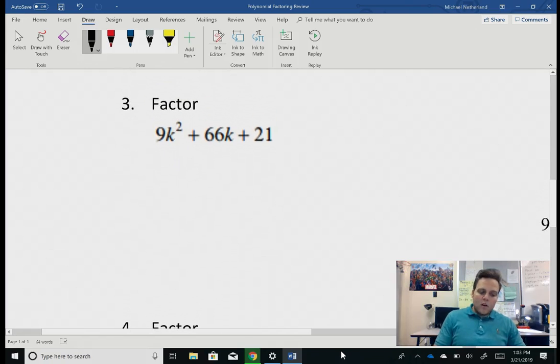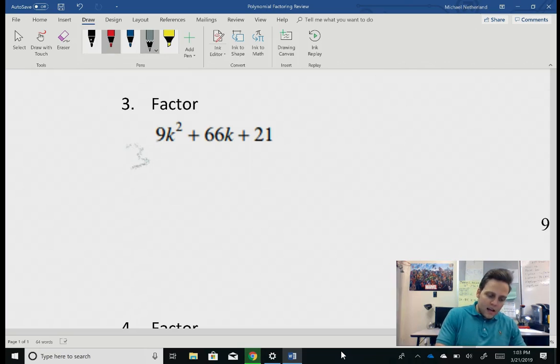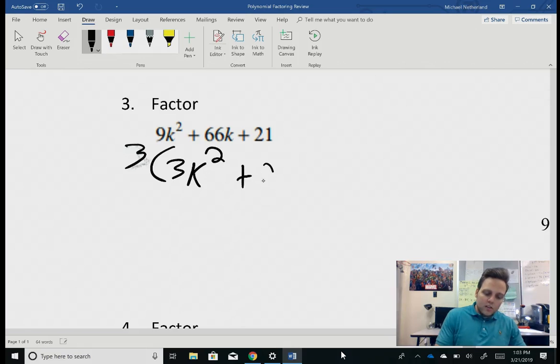Number three. Now, I haven't been saying this because I hoped you just remember from class, but the first thing we're always supposed to do in every single factoring problem is the GCF. Up till now, in both other problems, the GCF was just 1. In this problem, we have a GCF of 3 because that is the number they all share. So we can pull out a 3. That is not a good color to choose. Let's switch. So that's 3, and then the 9 changes to a 3. So I say 3k squared plus 22k plus 7.